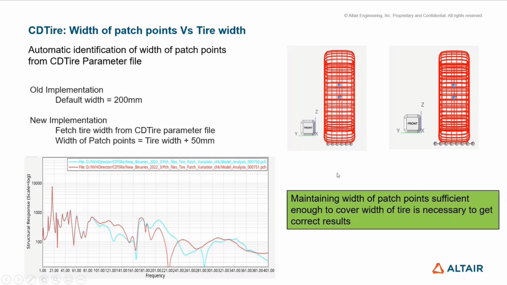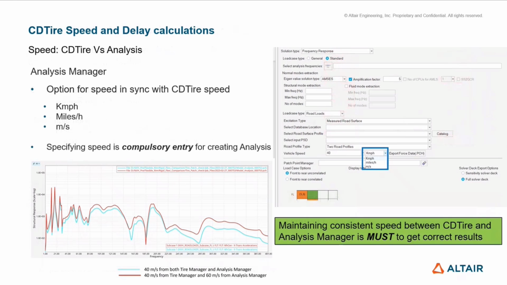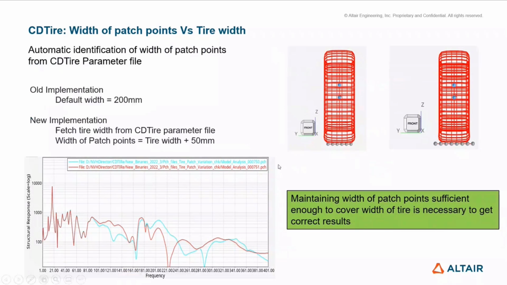Many a times, users are not even aware of such things. They don't know what the width of the patch points is, and they are also not aware of a mismatch in the speeds of the CD tire analysis. So these two enhancements are very important, and they are going to make life easy for the users in terms of getting the correct results for their road NVH analysis. So these are all the points from the deterministic optimization as well as CD tire point of view.